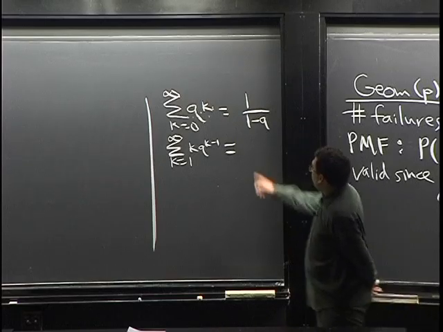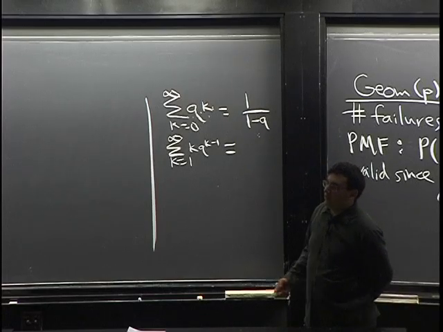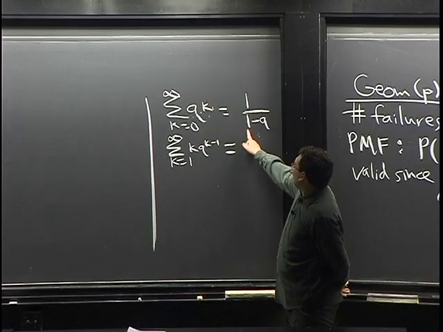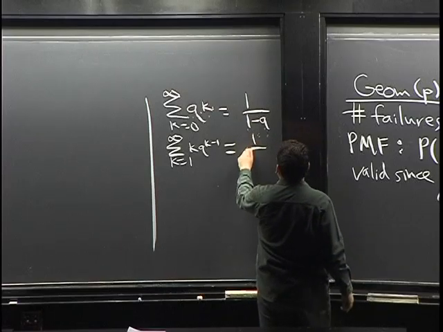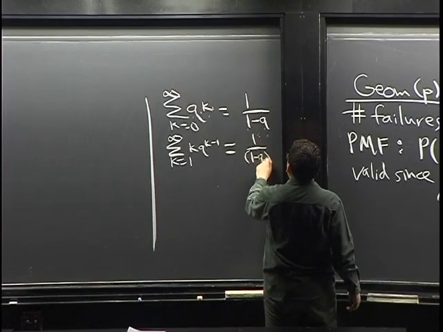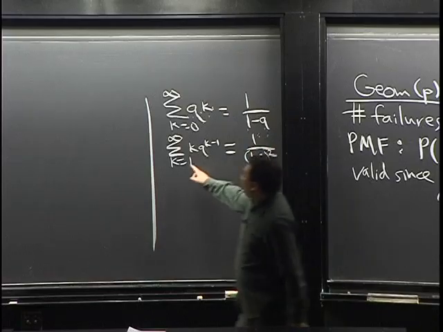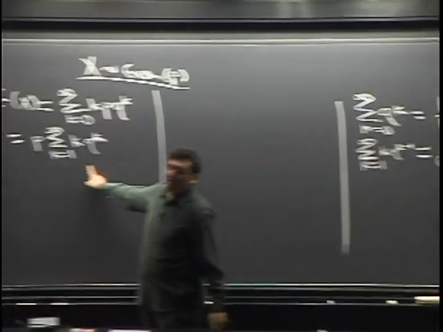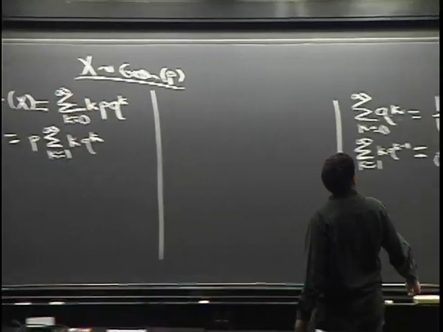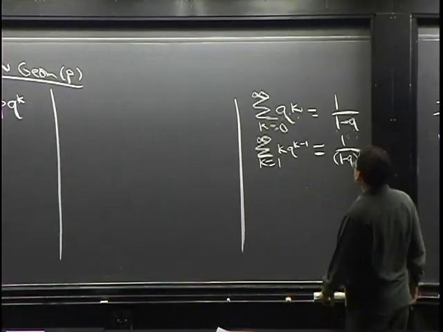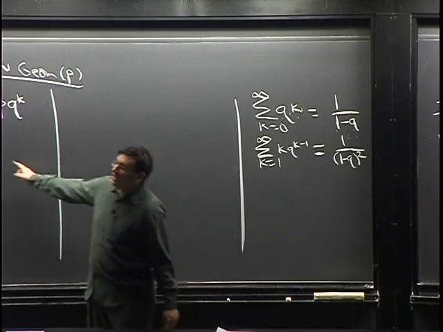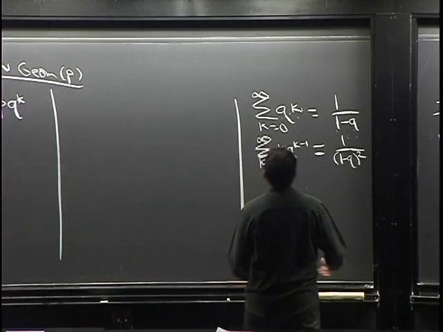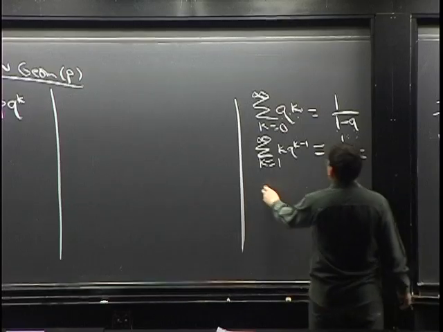And then I have to take the derivative on the right-hand side. Well, what's that? It's minus 1 over (1 minus q) squared, and there's another minus from the chain rule, so it's just 1 over (1 minus q) squared. That now looks very, very similar to this. The only thing bad about this is that this is q^(k-1), not q^k, but that's easy to fix. Just multiply both sides by q.